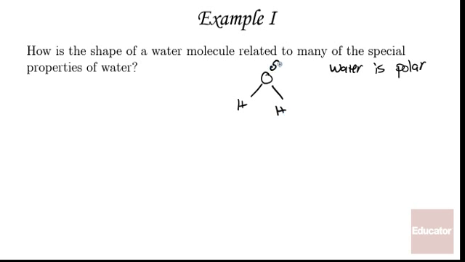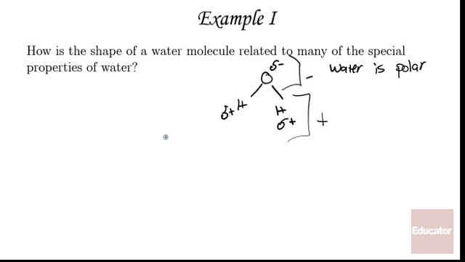Oxygen is electronegative. It attracts the electron pair more strongly than the hydrogen. It has a partial negative charge. The hydrogen atoms have a partial positive charge. Therefore, it's polar. This end of the molecule is relatively negative. This is relatively positive. If it were a linear molecule, it would not have this polar nature.